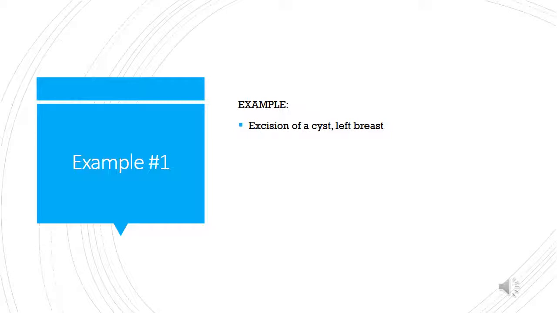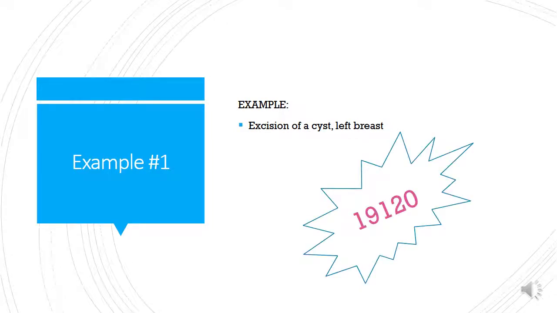Okay, now we're going to look this up in the main index of the CPT manual. Use the colored sidebars of the pages to navigate to code number 19120 and read the description. CPT code 19120 is correct for an excision of a cyst in a breast. This code would be noted on a claim form.